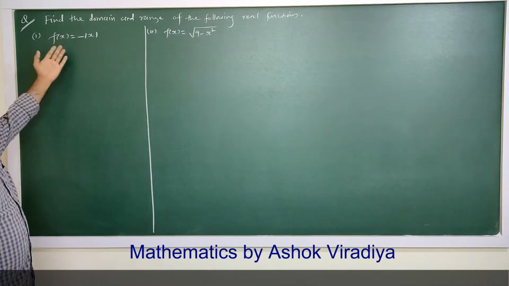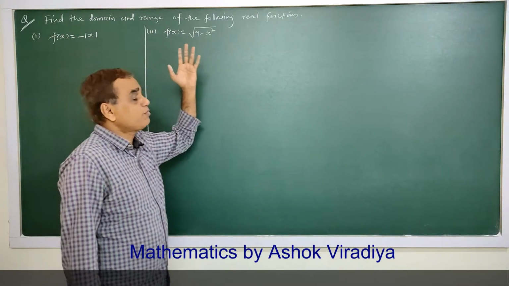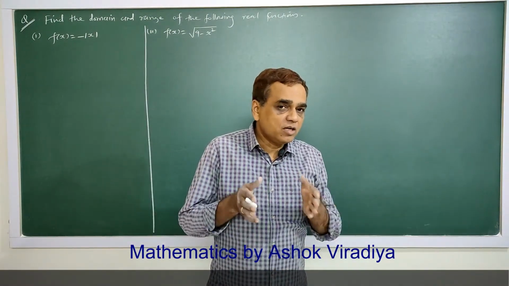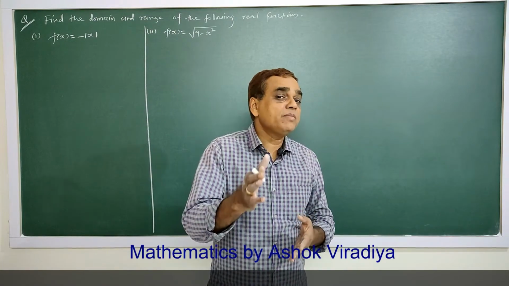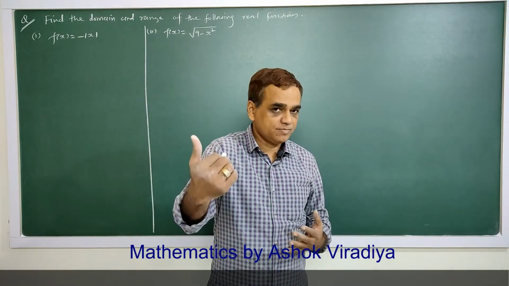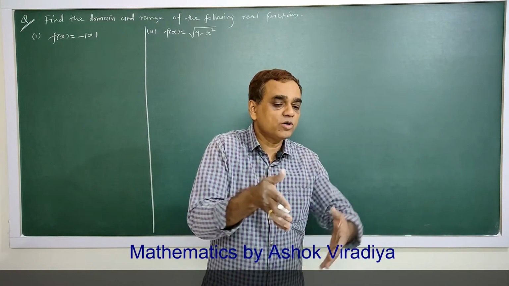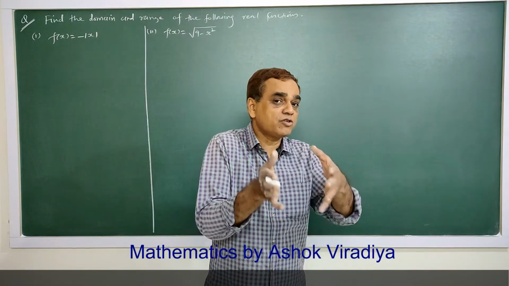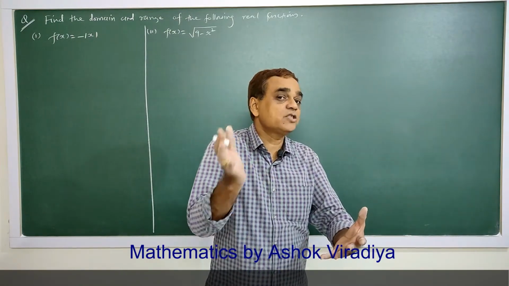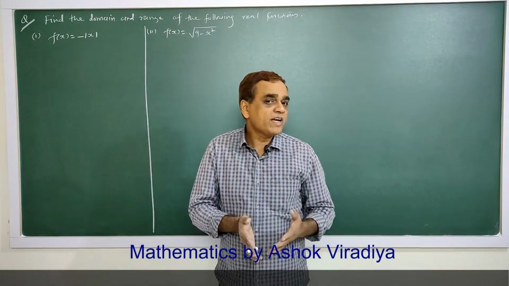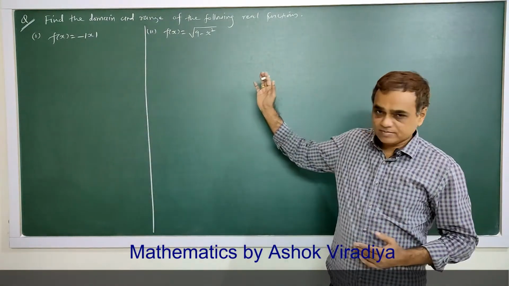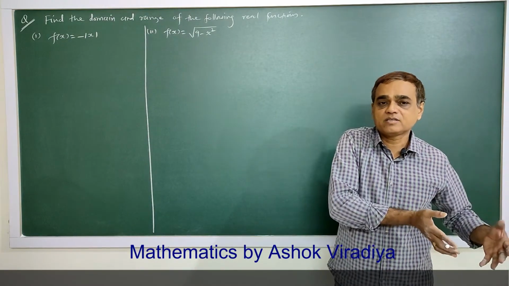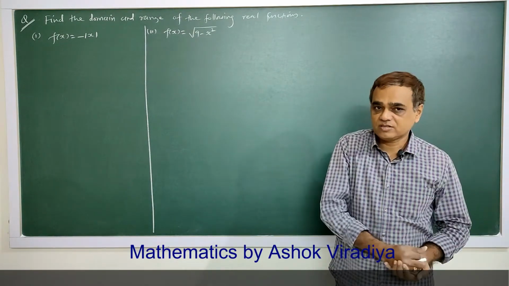Questions. Find the domain and range of the functions. Whenever we want a domain, it means a set of numbers which are allowed to be put in the function. A set of numbers on which the function or machine can work, that is the domain. And codomain, range means the set of outputs, the set of products, that is the range.